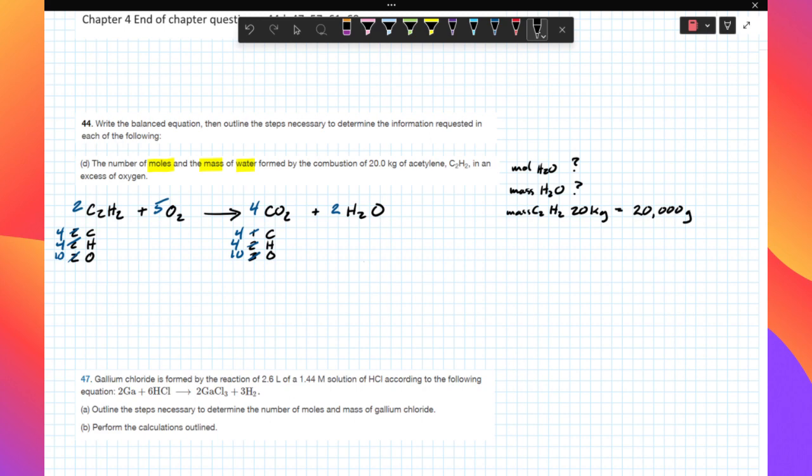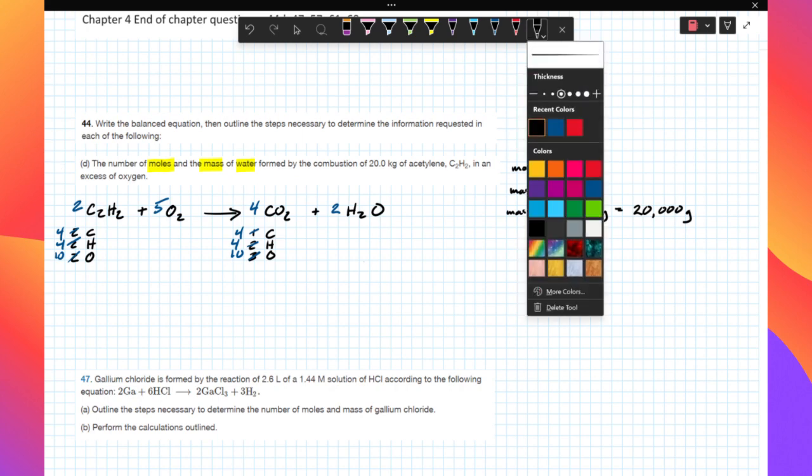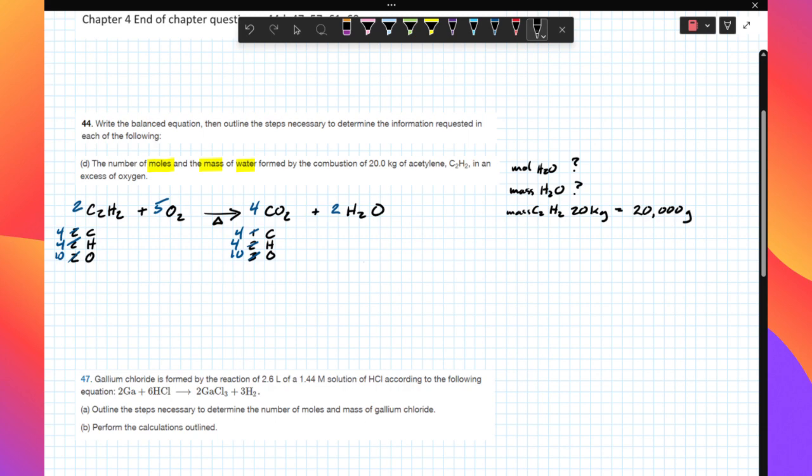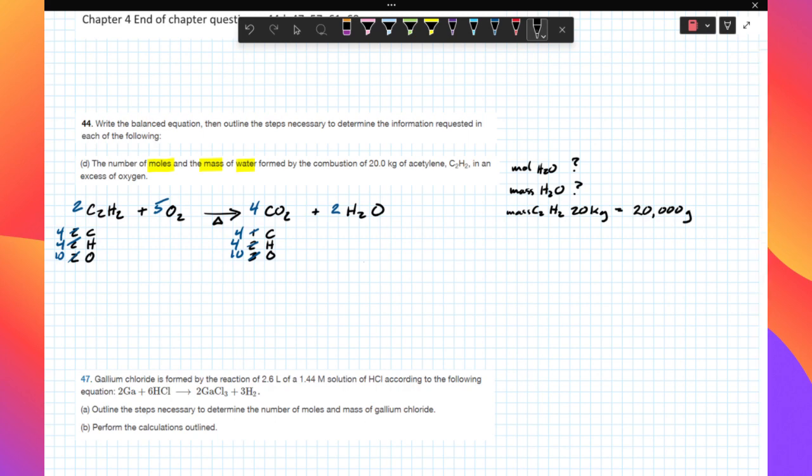We know what these reactants and products are in relation to each other, and now we can start to solve for the moles and the mass of water that will be formed. This again is a combustion. Sometimes you'll see a triangle under the reaction arrow to show the addition of heat. The combustion reaction of a hydrocarbon is always going to produce CO2 and water as byproducts. We're given a starting mass of our reactant, our starting mass of acetylene. So looking at our periodic table, we pull that up.